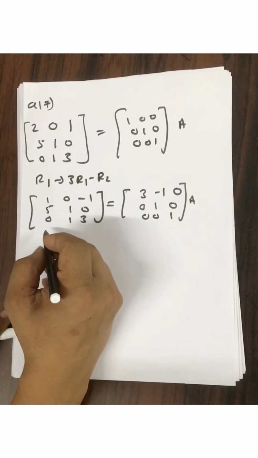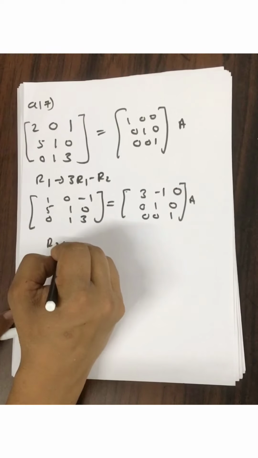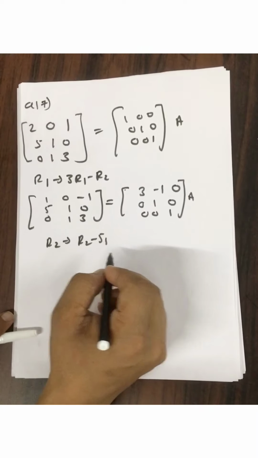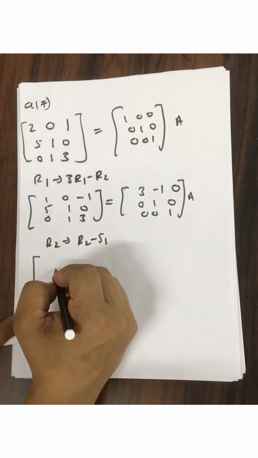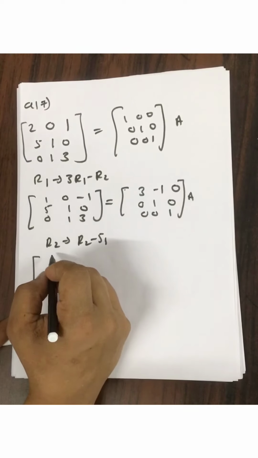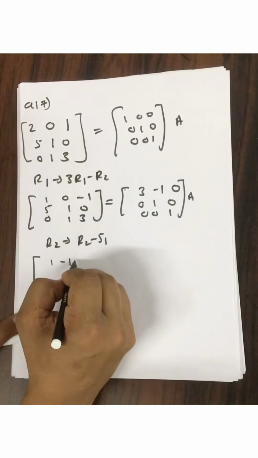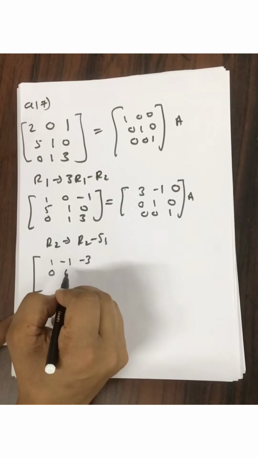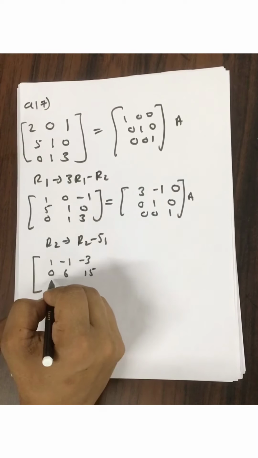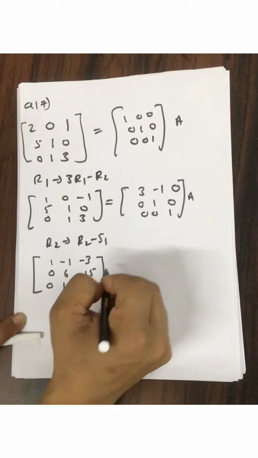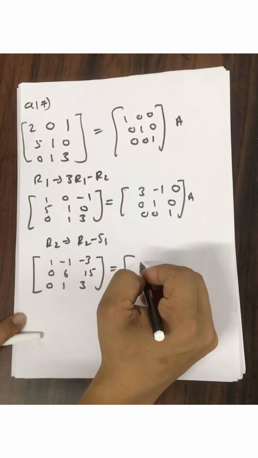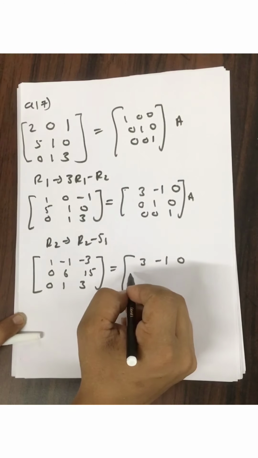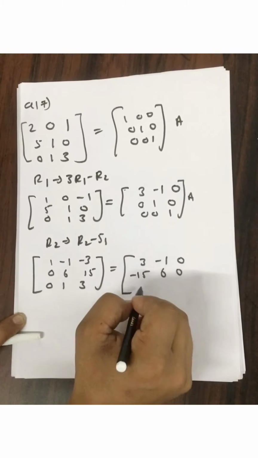Next step, R2 we have to do, no? R2, this 5 we have to get in. R2 minus 5 R1. So let's subtract. How much is this coming? Once we subtract, 1 minus 1, minus 3, 0 6, and this will become 15. Rest will remain the same. 3 minus 1 and 0, second will change, minus 15 6 and 0, third will remain the same.